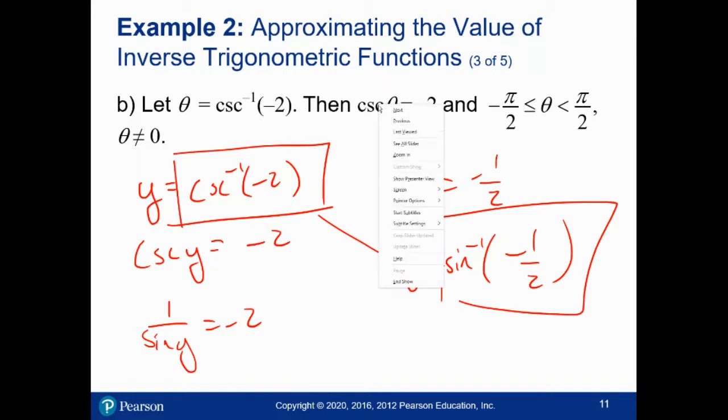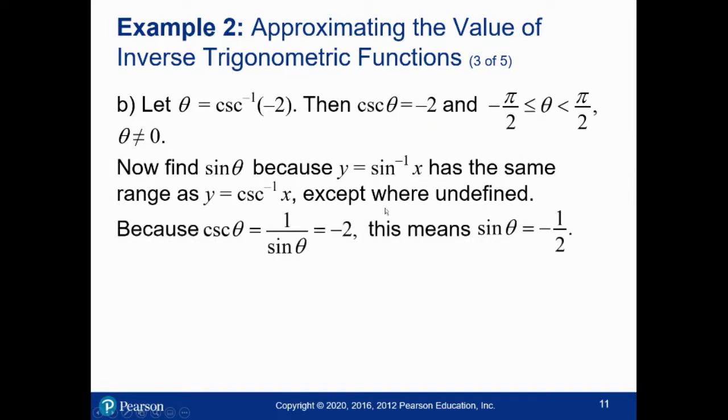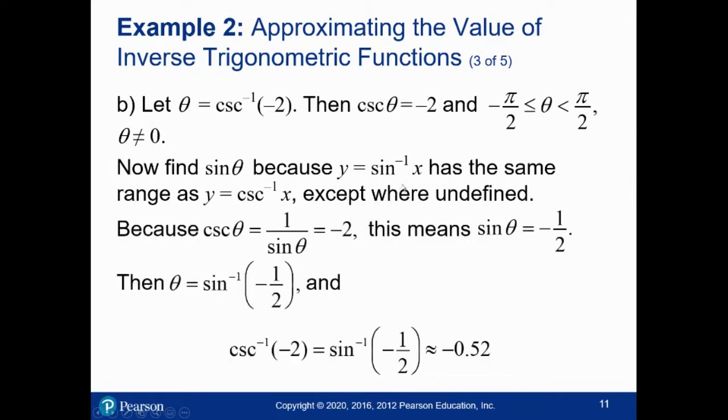So I'm going to clear out my work because the book is going to write all the same things. So again, we end up with the arc sine of minus 1/2, which you punch into a calculator in radians mode, and it will be about negative 0.52.